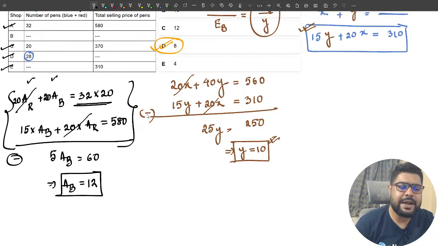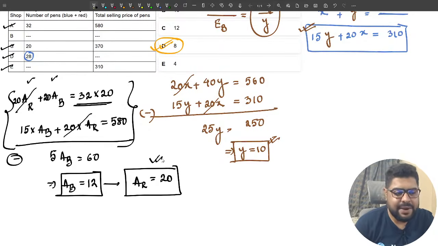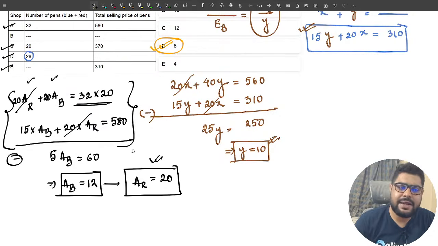So how many red pens? What will be the value of AR? So total we know 32. So AR must be 20, sir. Similarly, you can do it for C as well. Chalo C ka bhi nikal lete hain. Let's figure it out for C.